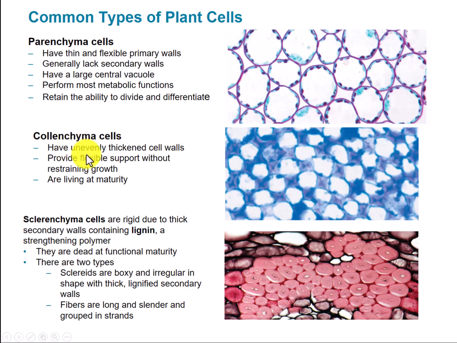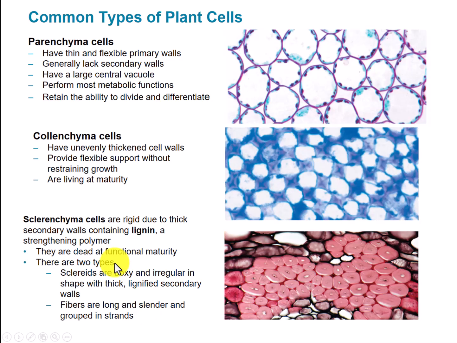Collenchyma cells have unevenly thick cell walls, thicker than what we see with the parenchyma, provide flexible support without restraining growth, and are living at maturity. So they're still alive, still have an active nucleus. Whereas our sclerenchyma cells are those rigid cells, actually mainly cell wall. They are dead at functional maturity, and so they have sealed in and no longer function.